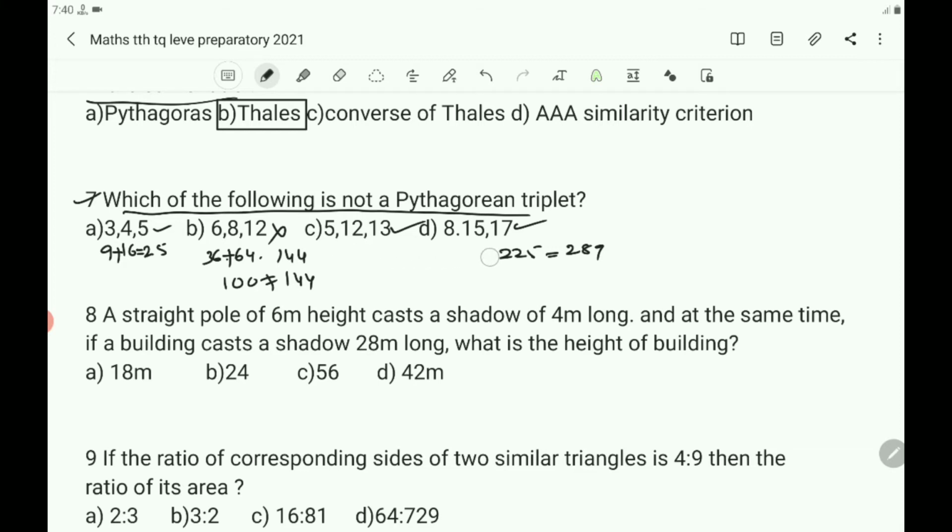Which one is not a Pythagorean triplet? That is the 6, 8, 12. So which is the answer here? The answer is B. Answer B. 6, 8, 12 is not a Pythagorean triplet.